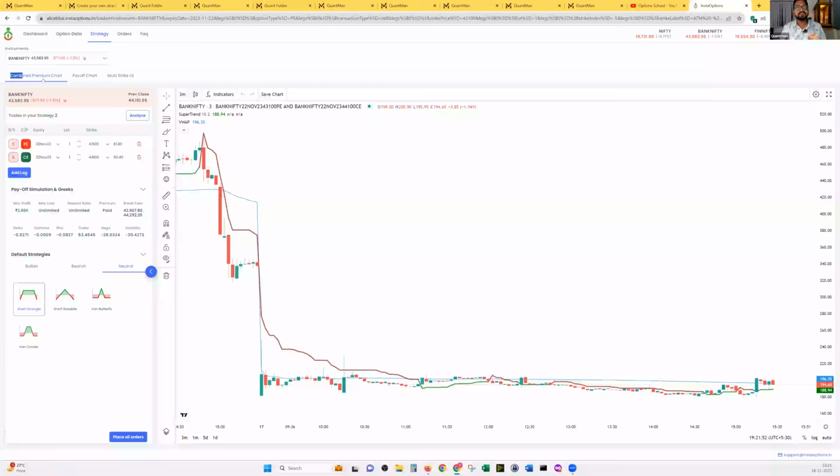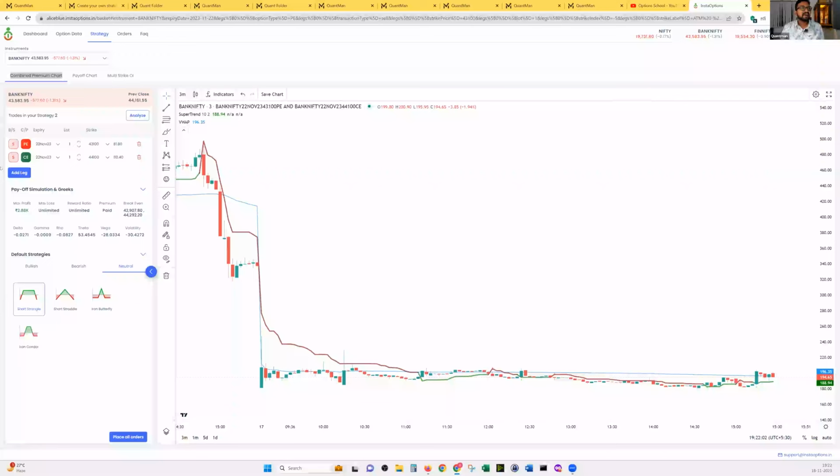Maybe those who are using Quantman, or those who have been travelling with me for a very long time, know about this tool. It's one of the tools Quantman has recently launched. It has many features, and we go to the strategy tab, where we have an option known as combined premium chart. So here is where everything happens.